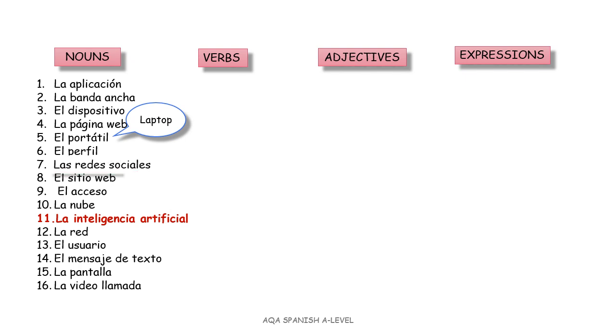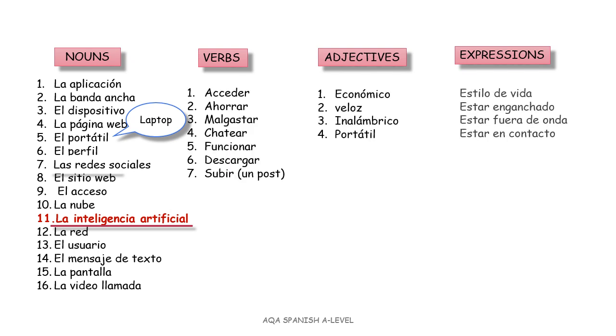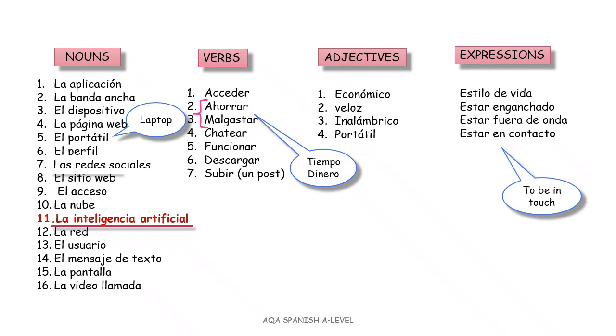Las redes sociales. La inteligencia artificial. This term wasn't in your vocabulary, but now it is, so learn it. And remember, you can save and waste time and money: ahorrar o malgastar tiempo y dinero. Estar en contacto is to be in touch. Regarding the expression estar fuera de onda, oh my god, we used it in the 90s, so it's very, very old-fashioned. Don't use it, don't bother to learn it.